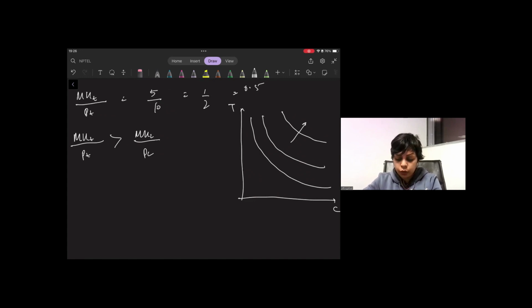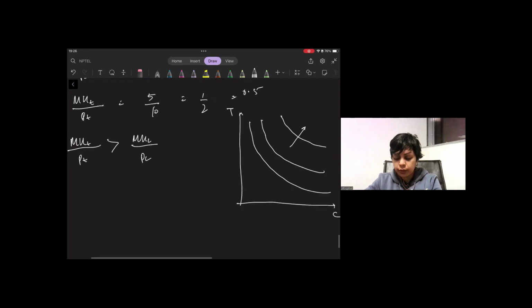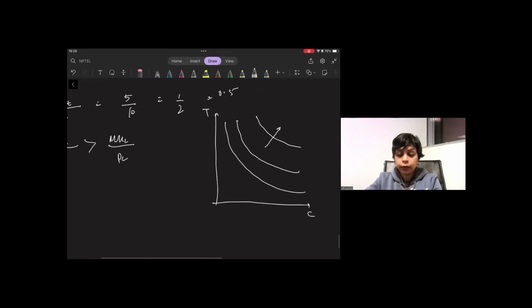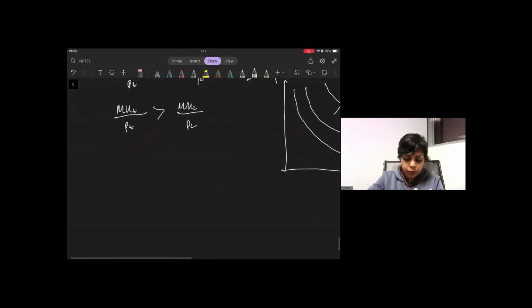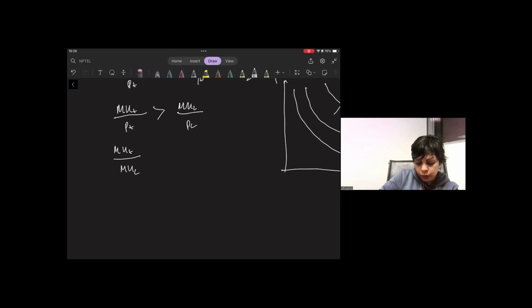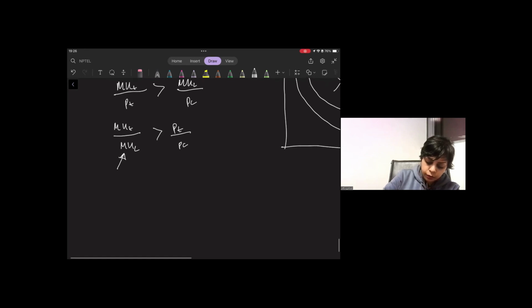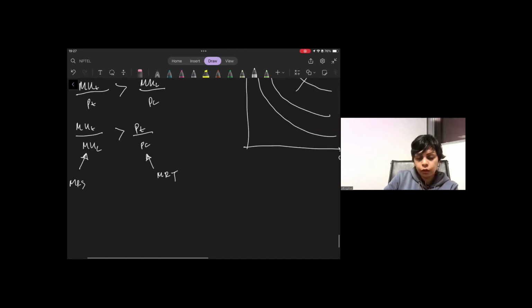We are not talking about which one he will consume alone, because this is a choice between two goods, right? We're not saying that the person is indifferent to coffee. The person is getting some valuation from coffee also, but not in the same proportion when you consider the price also. So another way of looking at this is MUT by MUC is greater than PT by PC. This is the MRS, and this is the MRT, or slope of the budget line.